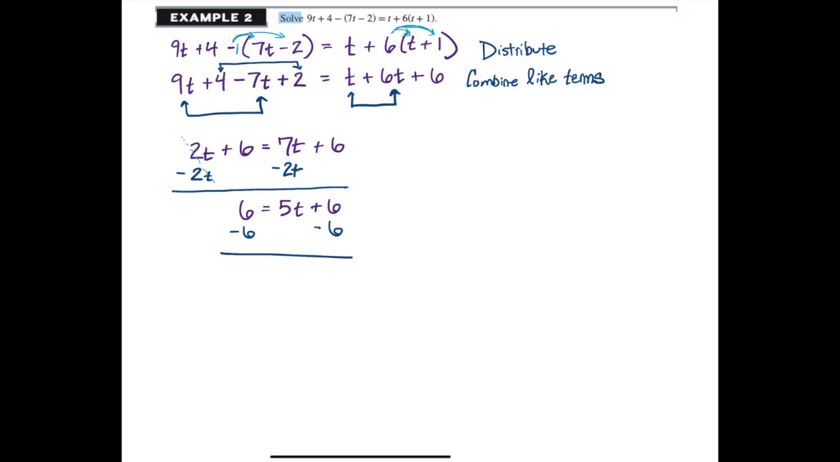So on the right side, this is going to cancel out. And then on the left side, it actually also cancels out. 6 minus 6 is 0. In this case, I'm going to write a 0 on the left side. So 0 equals 5t.